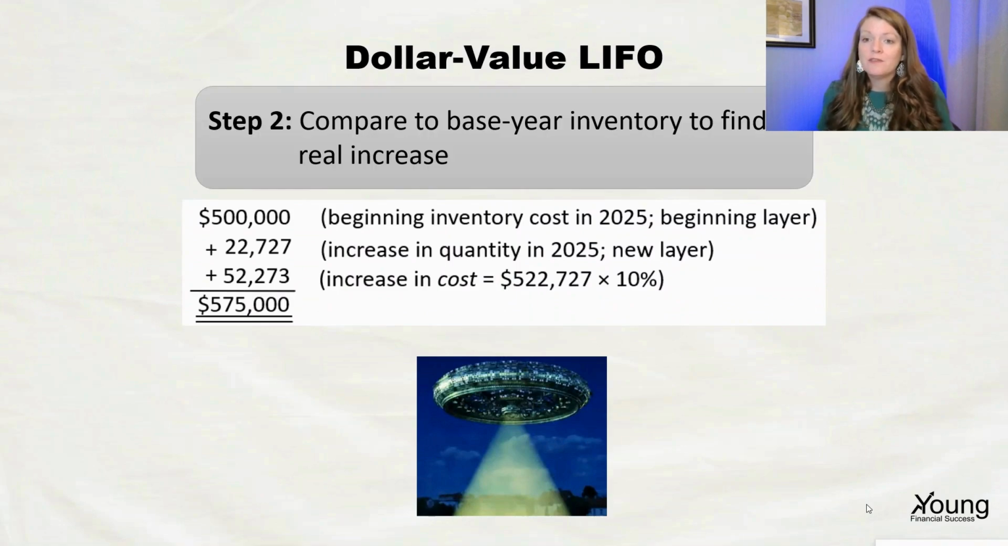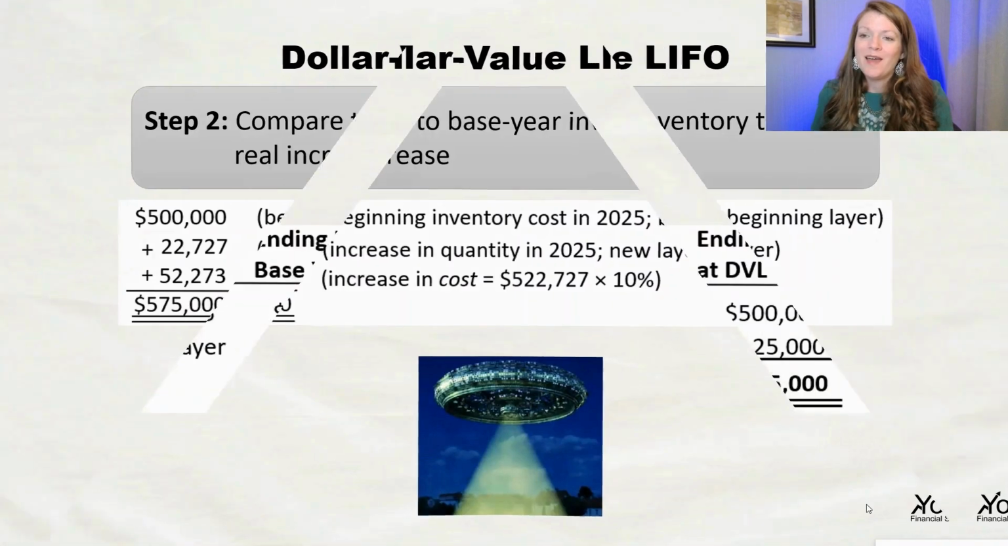Then the rest of it was based off of that 10% increase. So then we take the 522,727 times the 10% increase, and we get our 575. So in other words, we started with 500,000, we really added 22,727 in quantity to it based on new inventory coming into this pool, but due to the 10% increase, it went up by another 52,273. So hopefully that's making sense. This is a lot, I know.